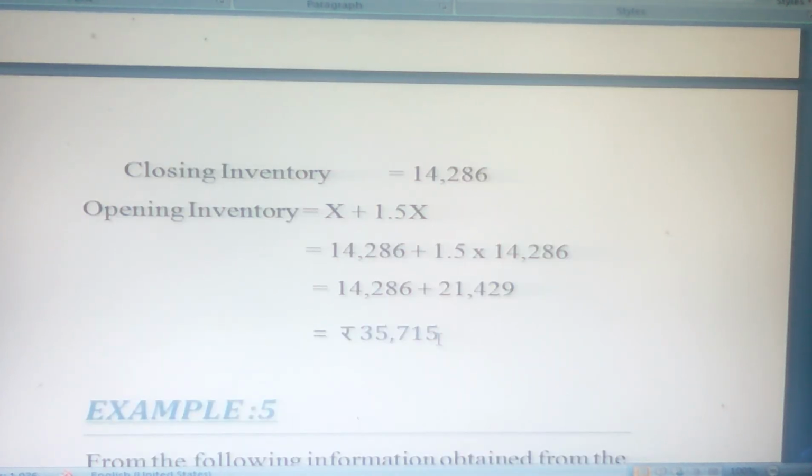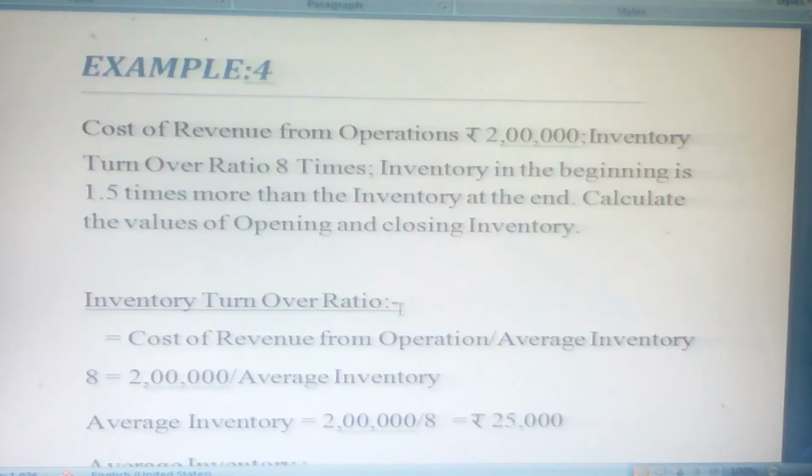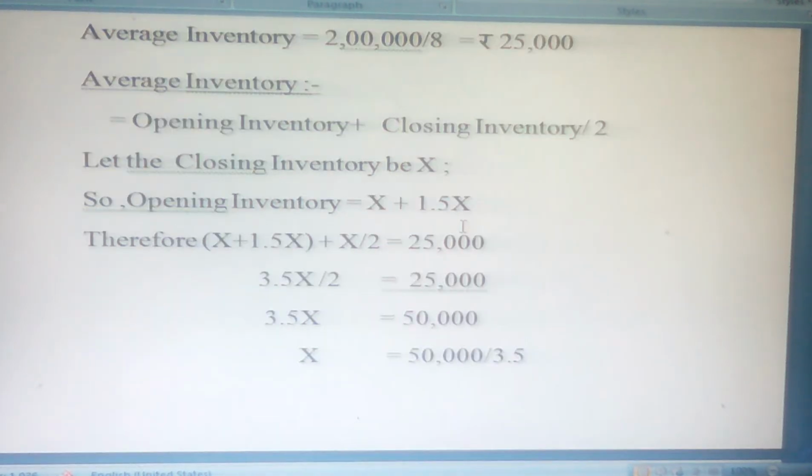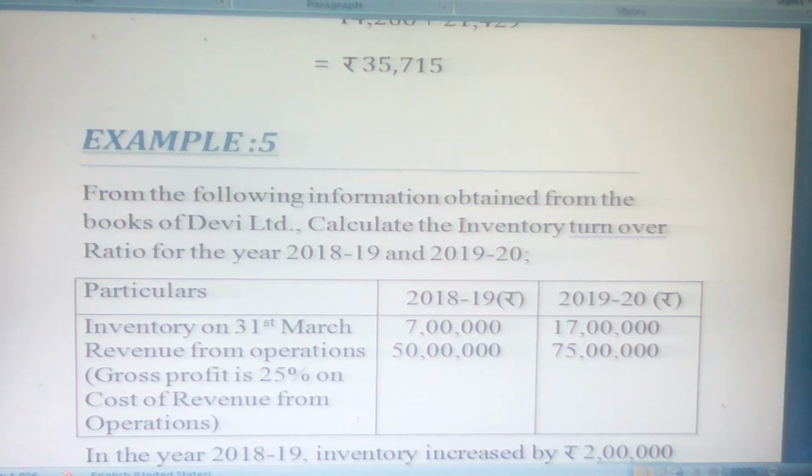So opening inventory is 35,715 and our closing inventory is 14,286. That is what is very interesting in this problem: from the information, how we work out the opening and closing inventory. That is the idea here.